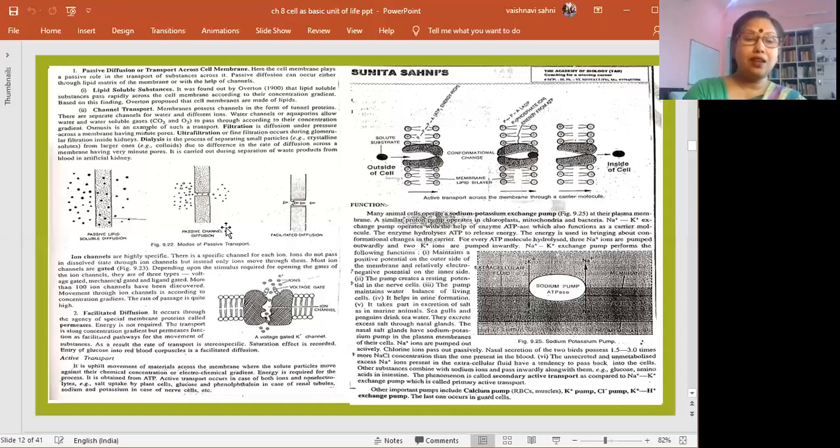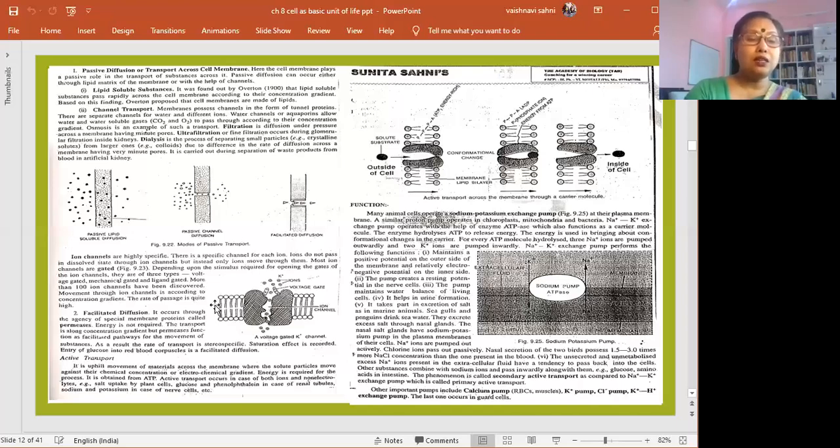Most ion channels are gated, depending upon the stimulus required for opening. Like you see here, there are three main channels: voltage gated, mechanically gated, and ligand gated. The important point is that only ions are allowed to pass; no water soluble or insoluble substance can move. Now we talk about facilitated diffusion, which is given here.